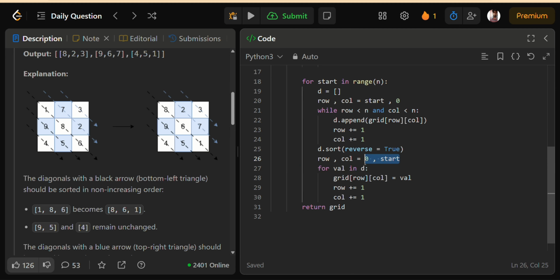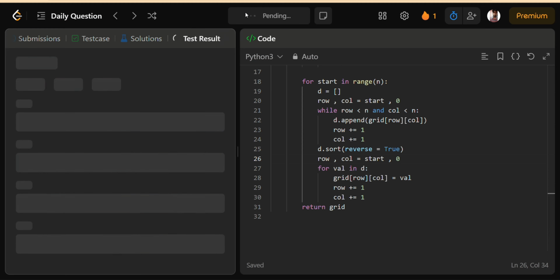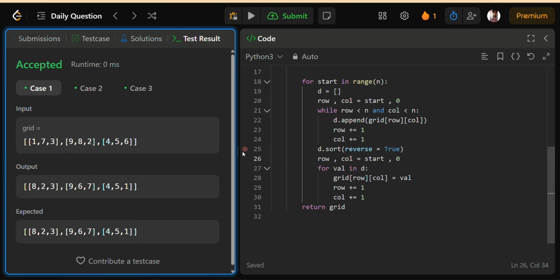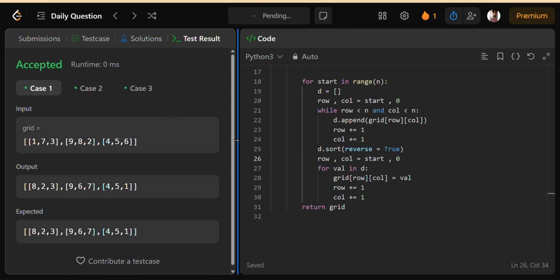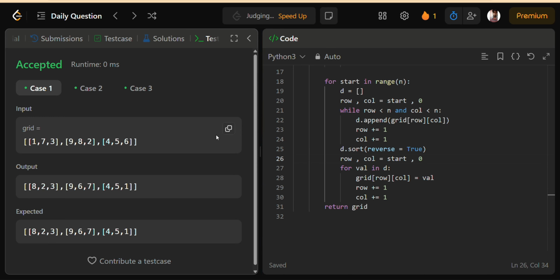And that wraps it up for today's problem, 3446, Sort Matrix by Diagonals. We understood the rules, walked through an example, explained the solution step by step, analyzed its complexity, and shared some key insights.